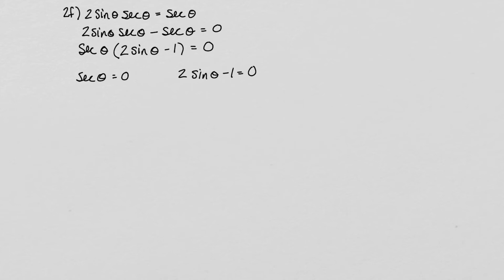Okay. So we're trying to figure out when is the secant of theta equal to 0. Remember, the secant of theta is the flip of the cosine. So this would be saying that the cosine is undefined, but the cosine is not undefined on the unit circle, right? The cosine is always defined. So the secant of theta equals 0 never happens, so we don't get any solutions from this first side. The second side, we have 2 sine theta, move the 1 over, equals 1. Divide both sides by 2. So we end up with the sine of theta equals 1/2.